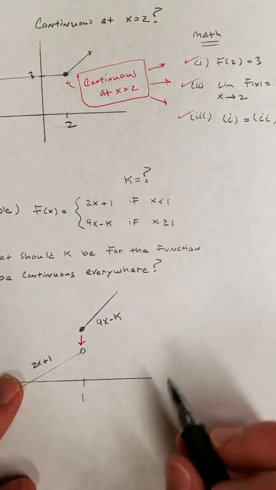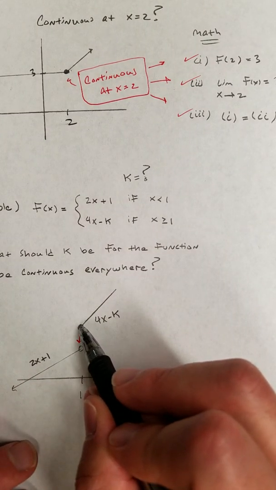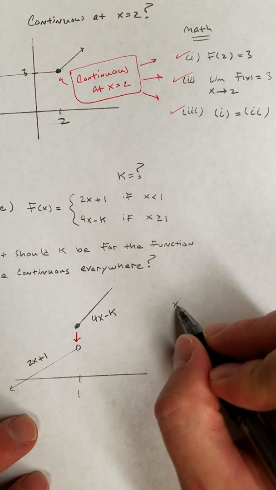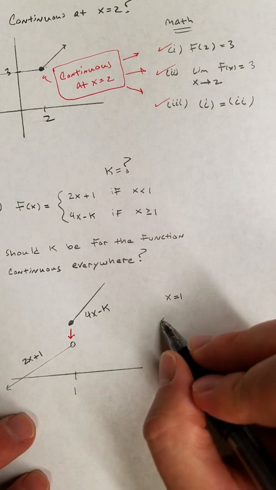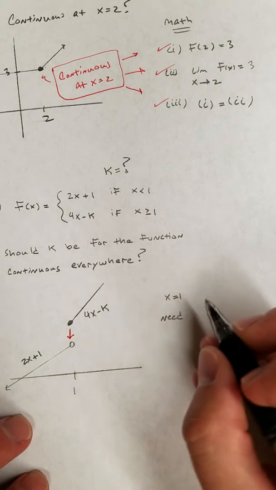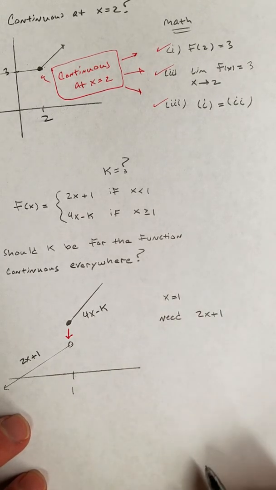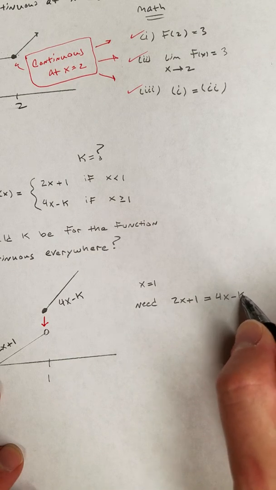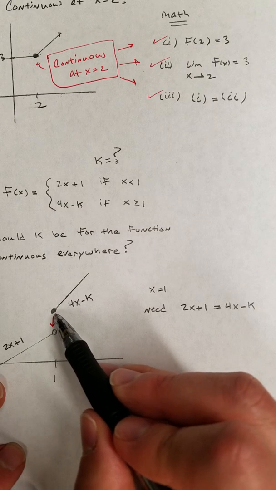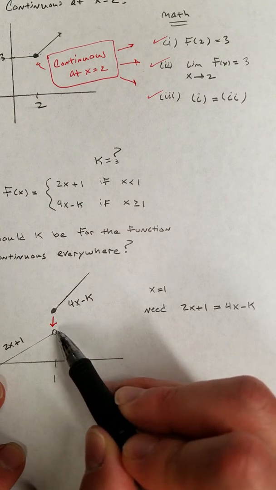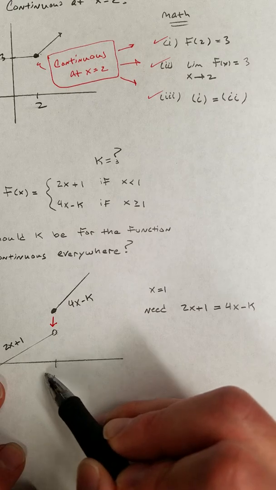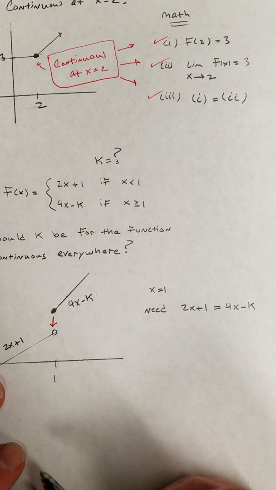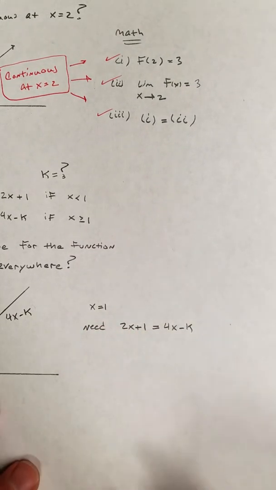Now, as far as math goes, what would put this point right down there? Well, when x is 1, I need this 2x plus 1 to be equal to that 4x minus k. That would be putting this down there, picking up where this one leaves off, right at 1, which is where there could be a break depending on what the number k was. So it's just going to come down to solving this.